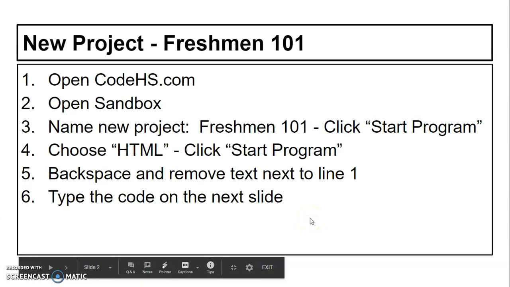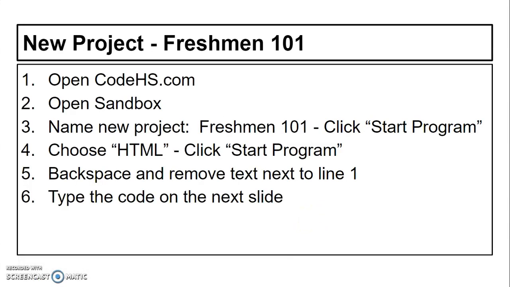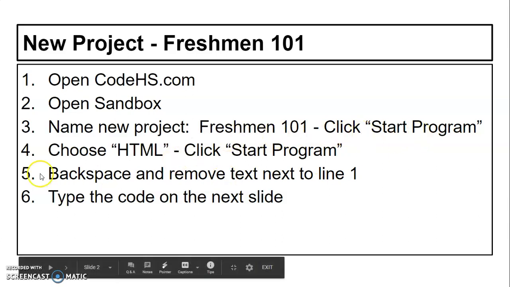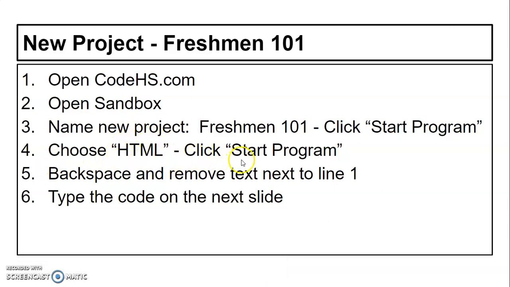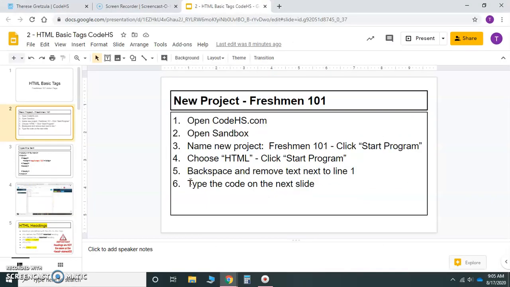So I'm going to read this and then I'm going to do this for you so you can see how it works. You're going to open Code HS, then you're going to open your sandbox. Where it says New Project, you're going to put Freshman 101, and then you're going to click the Start Program button. From all the list of languages, you're going to choose HTML, and then again, click Start Program. On the middle section of your screen, there's going to be a line 1, and you'll see code typed next to that line 1. And you're just going to backspace it off and get rid of that code. And then you're going to add the code that's on my next slide. So let me do that for you.